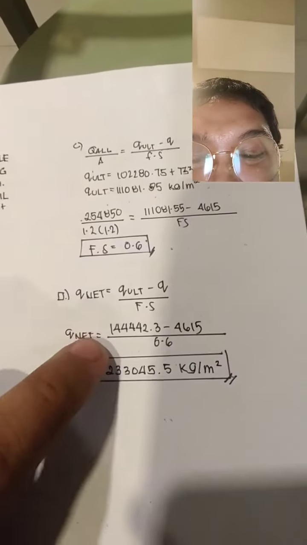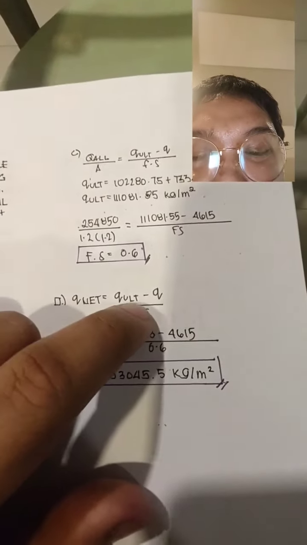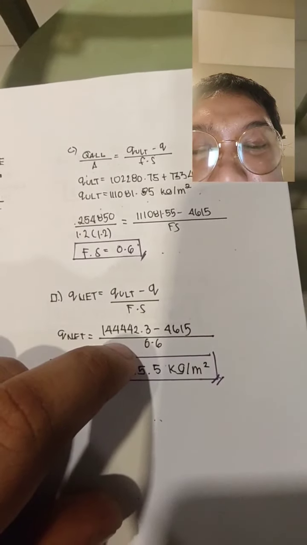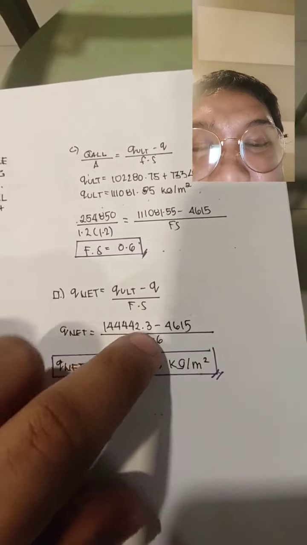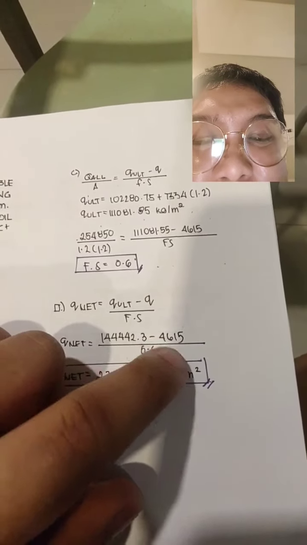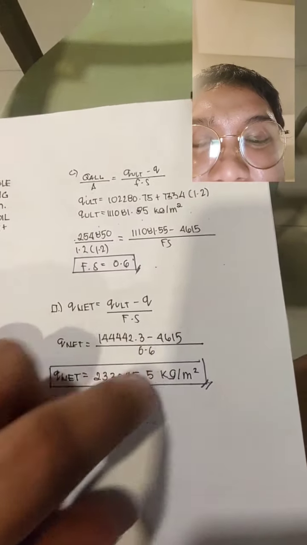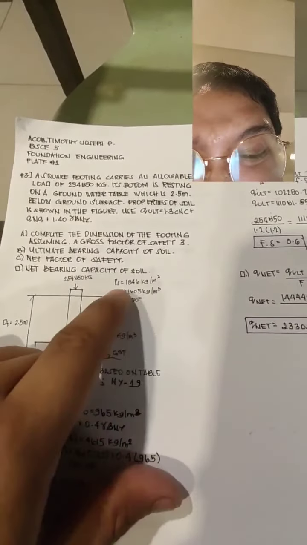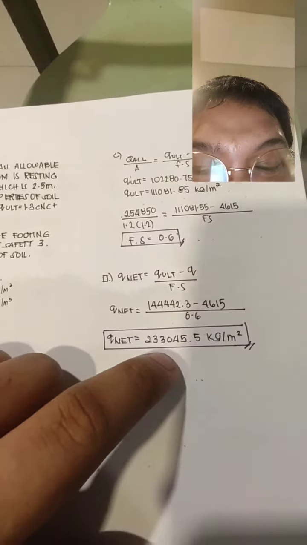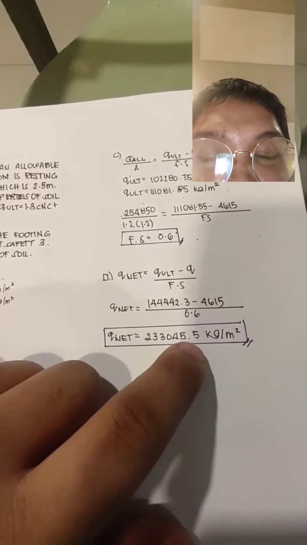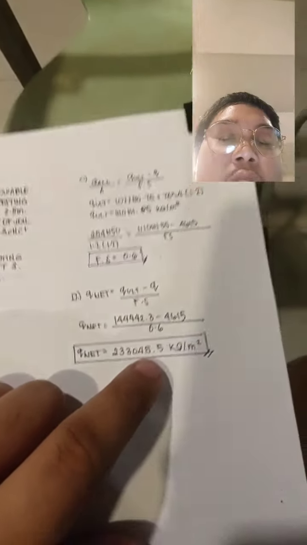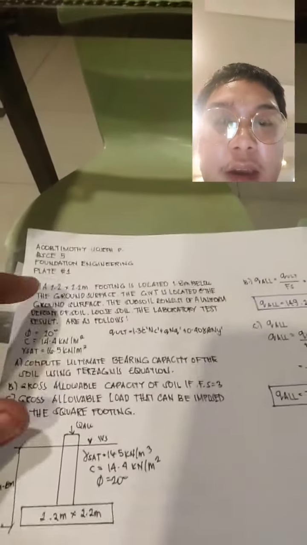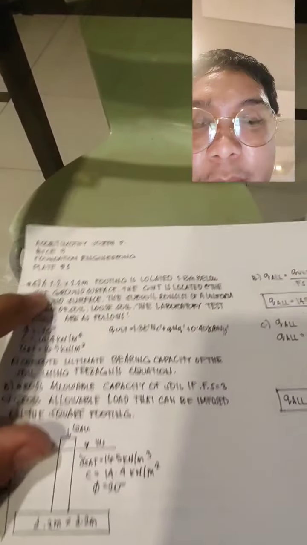Next is letter D, Q net is equal to Q ultimate minus Q all over Fs. Q net is equal to 14442.3 minus 4615 na Q all over 0.6 na Fs. We have here the Q net or the net bearing capacity of soil, which is 233,045.5 kilograms per cubic meter. Per square meter.